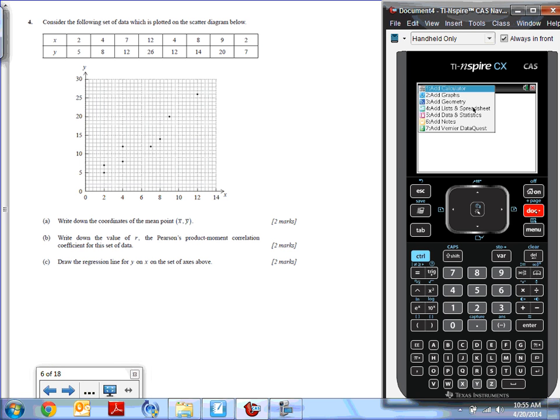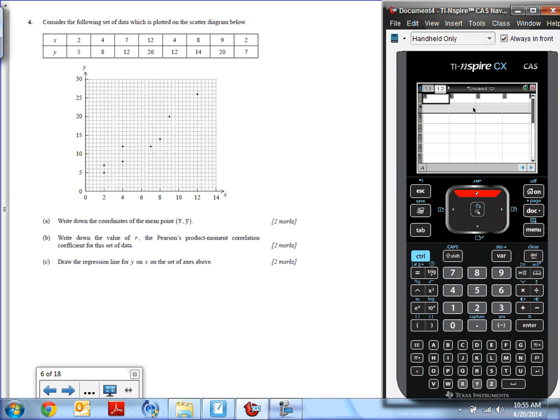So let me add a list and spreadsheet page here. Press menu. I want to add a list and spreadsheets page. If you're on an Inspire, it's important that you name your two lists. On the TI 83 or 84, they'll be called L1 and L2. So I'm going to name mine X and Y, which is the name given for the data here, right? So X and Y. Then I'm going to go into the first column and type in all my X data.